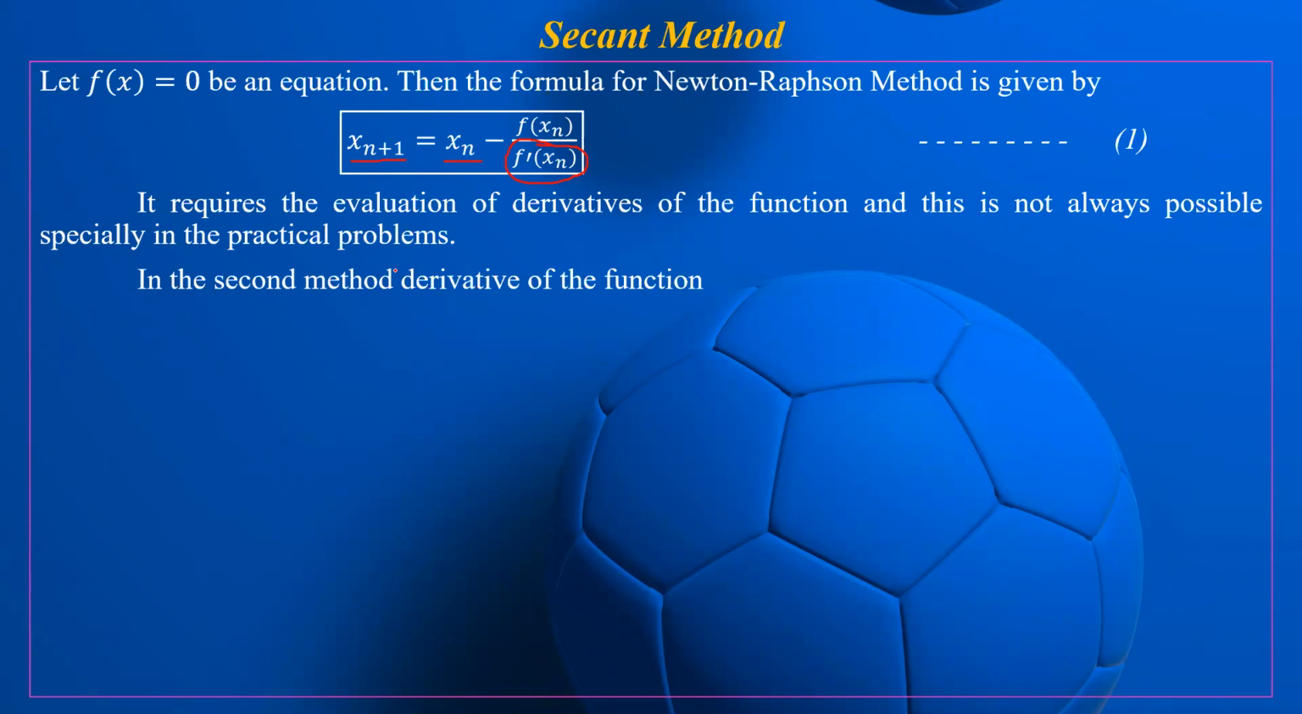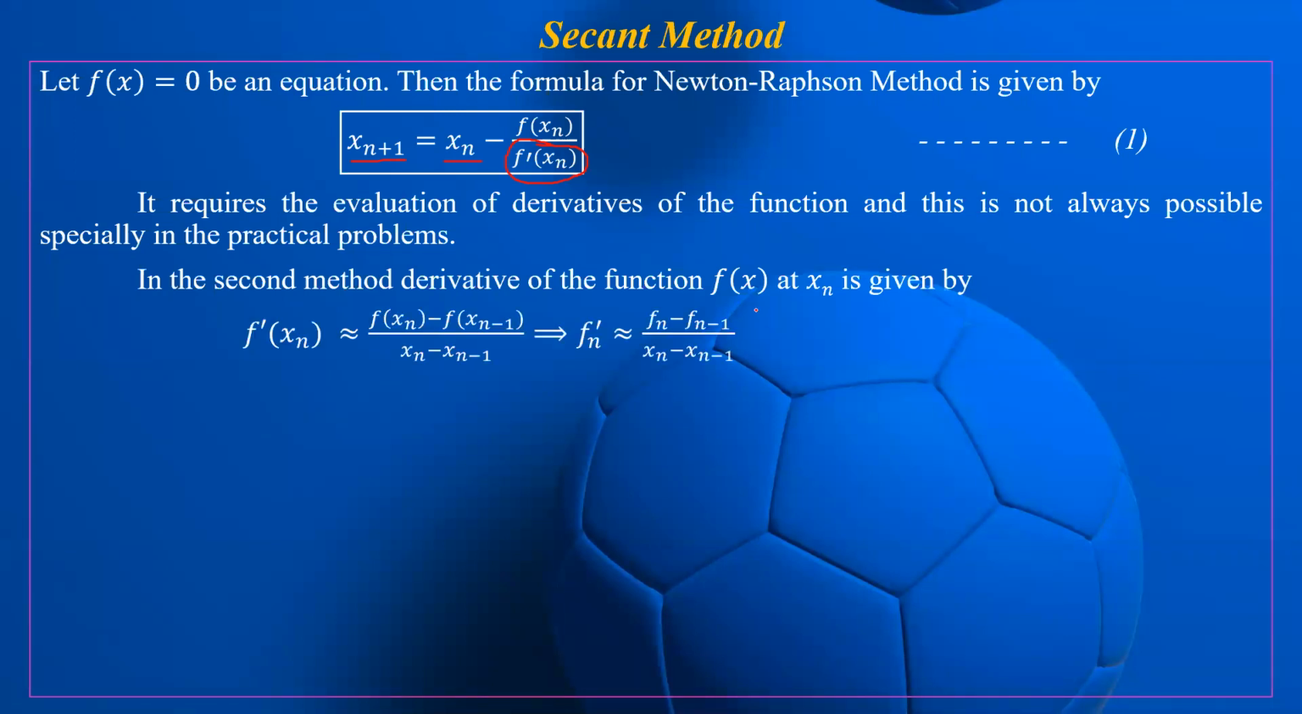So in the secant method, the derivative of the function f of x at x n is given by f dash of x n equals f of x n minus f of x n minus 1 upon x n minus x n minus 1. Everybody knows about the derivative. How do we find the derivative? dy by dx is equal to the limit as h tends to 0 of f of x plus h minus f of x, divided by x plus h minus x.